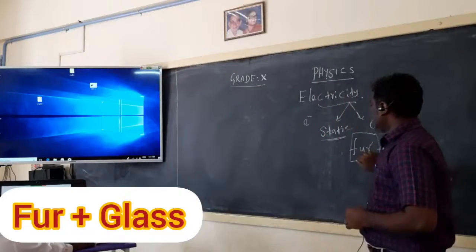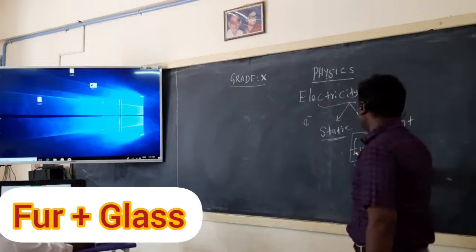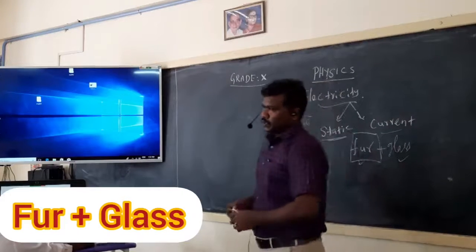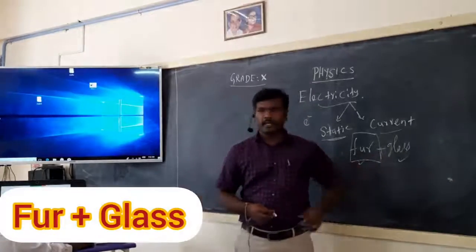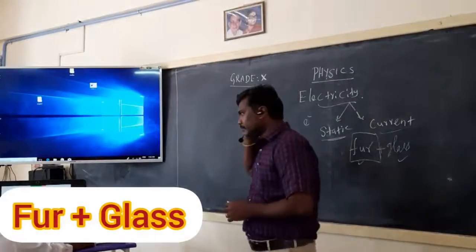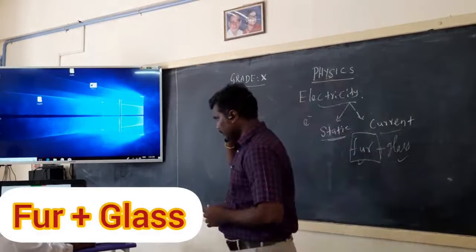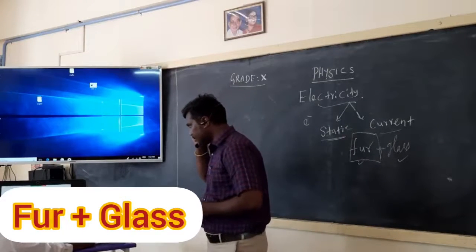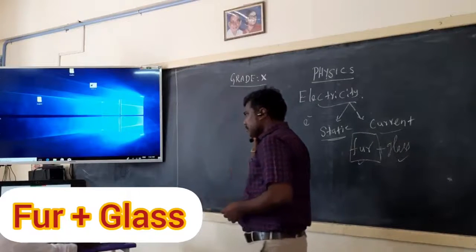See. Now I am taking two types of material. One is fur and another one is a glass material. Okay. So I am taking the two types of material. What are the? Sandana. Sandana. Raise your hands. The voice is not clear here. Right? Listen.